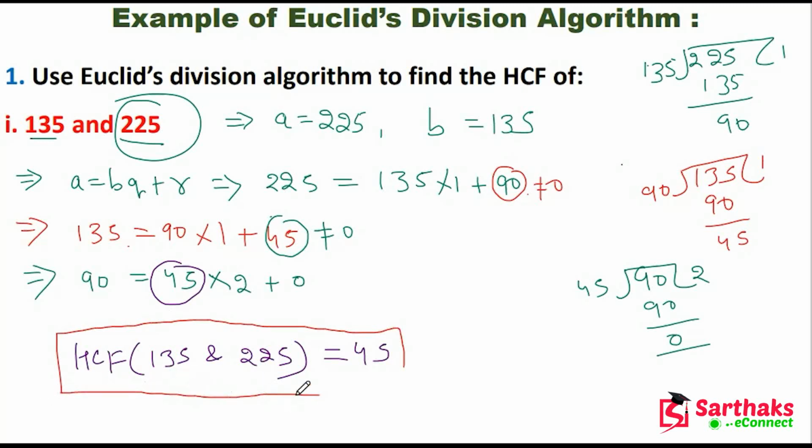I hope you got this point. So guys, this is our quotient. The remainder is now 0 and our result is 45.